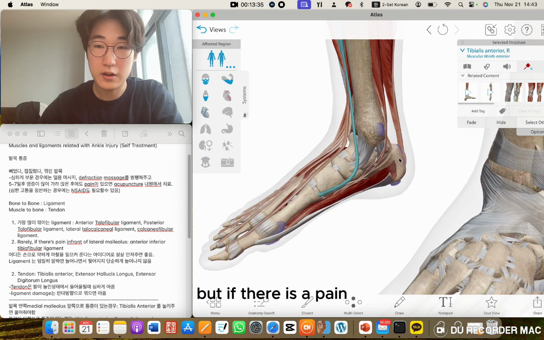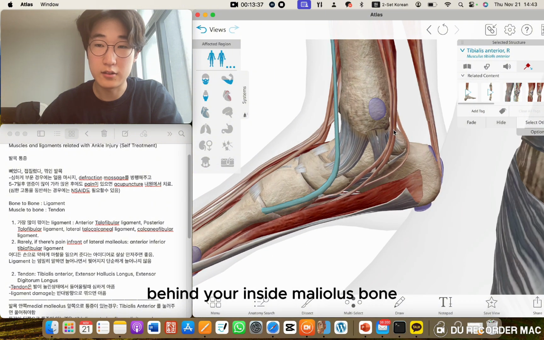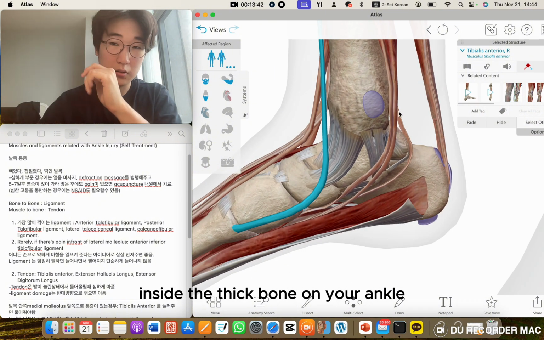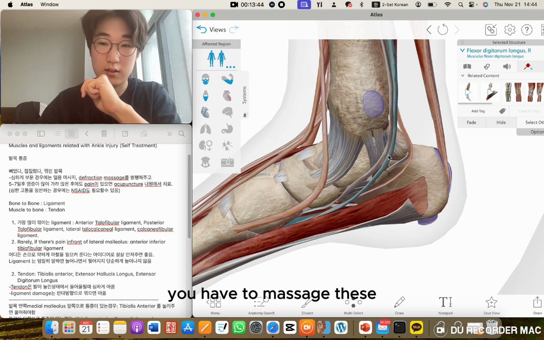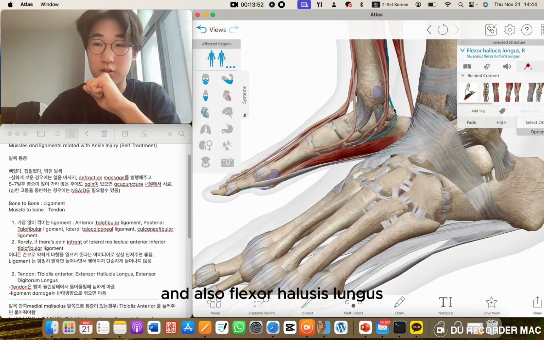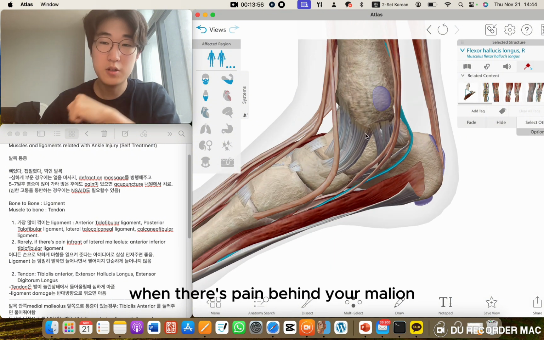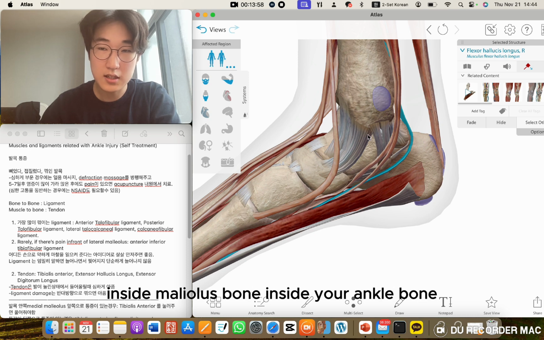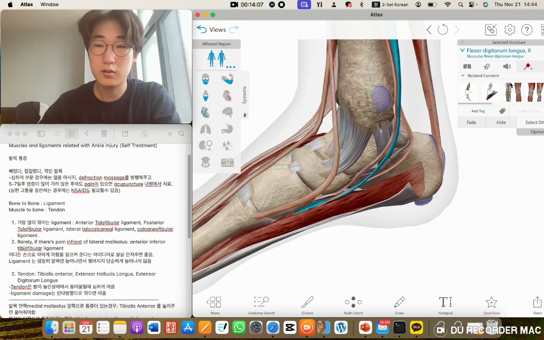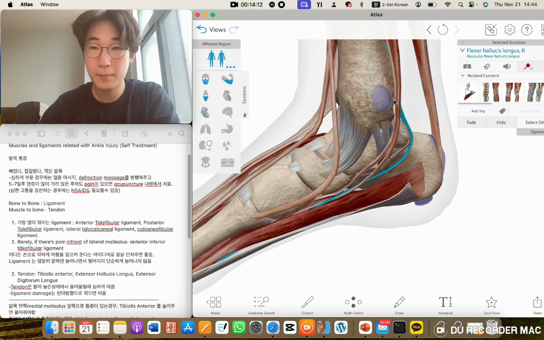But if there is pain behind your inside malleolus bone, the thick bone on the inside of your ankle, you have to massage these: the tibialis posterior muscle, flexor digitorum longus, and also flexor hallucis longus. When there's pain behind your inside malleolus bone, do the diffraction massage on tibialis posterior, flexor digitorum longus, and flexor hallucis longus muscle.